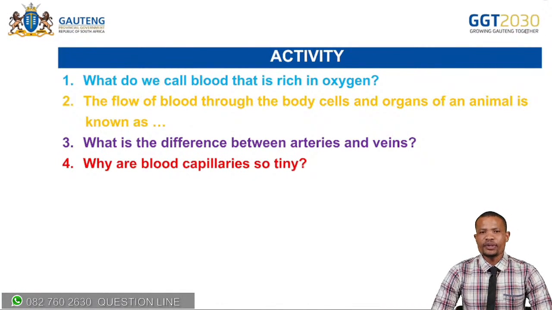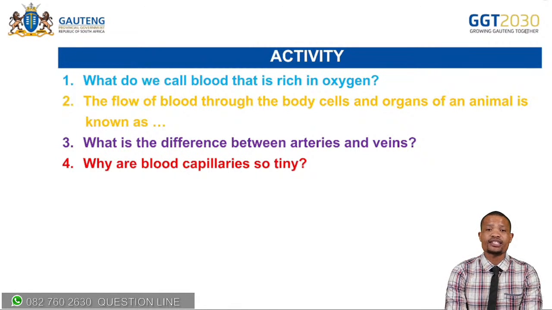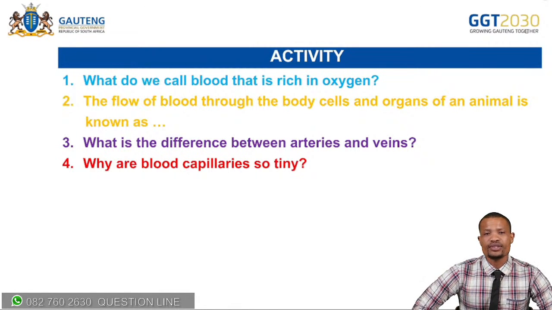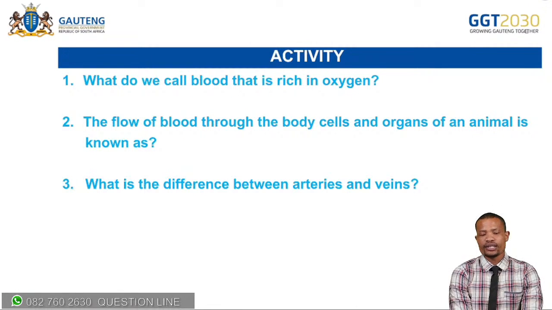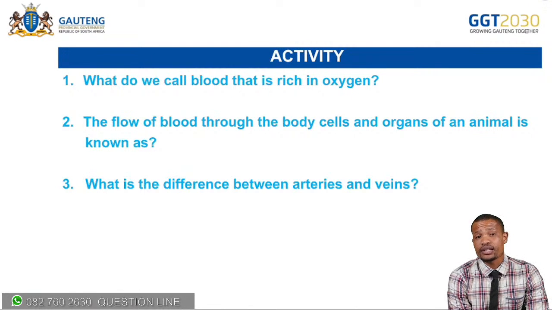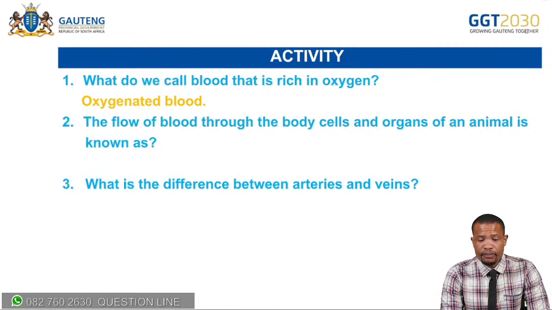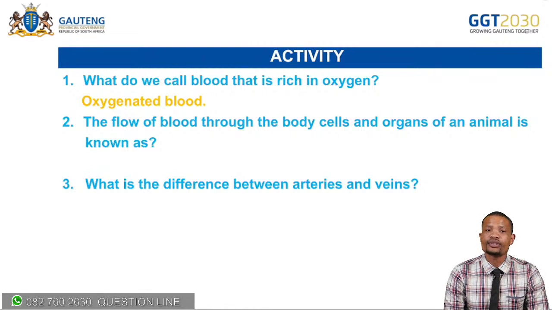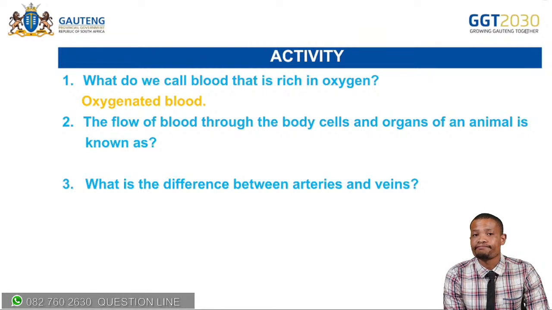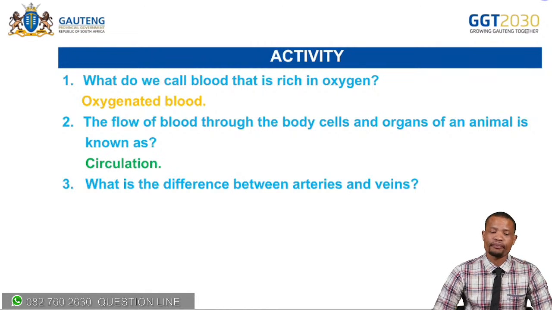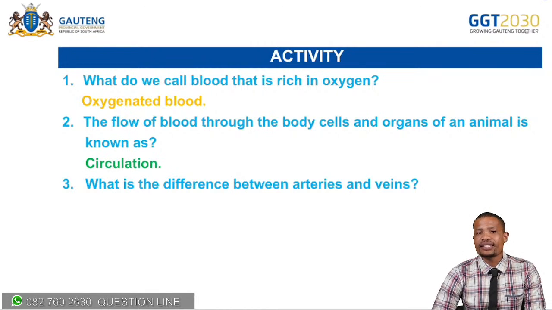Alright, learners, I hope you were able to answer these 4 easy questions. Now, without any waste of time, let's just get right into the solutions. So what do we call blood that is rich in oxygen? Anyone? Yes, it is oxygenated blood. The flow of blood through the body cells and organs of an animal is known as circulation. Yes.